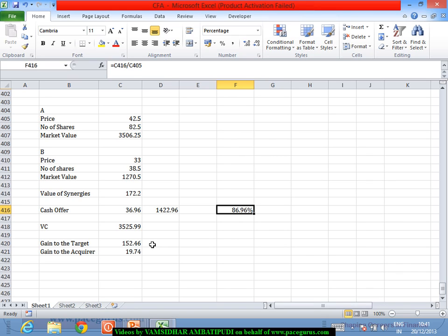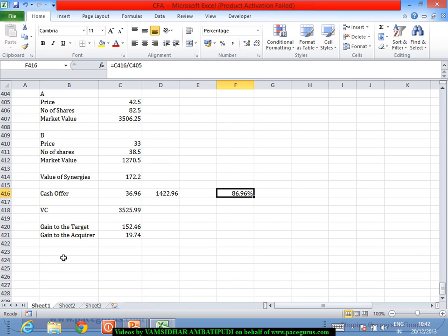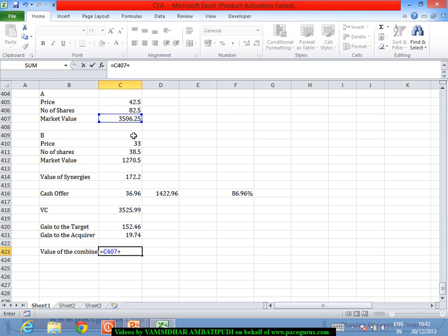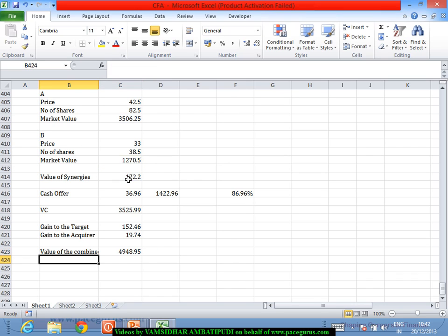So here there is no cash exchange happening. Because of this, the total combined firm, if it's stock based, because there is no cash outflow, the value of the combined firm will become value of A plus value of B plus the value of the synergies. No cash is being paid to the shareholders of B. So the value of the combined firm will become almost 4.94 billion. It becomes a slightly higher value.